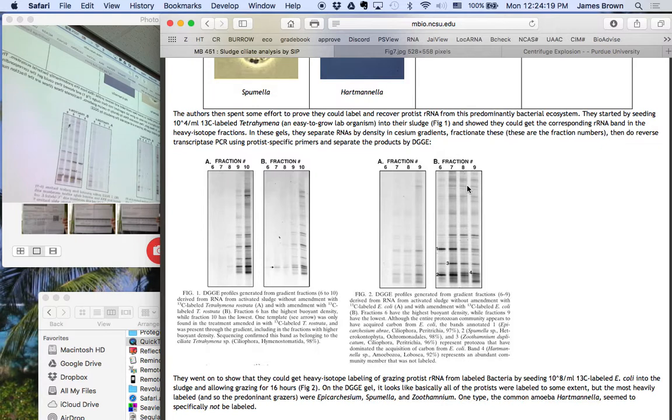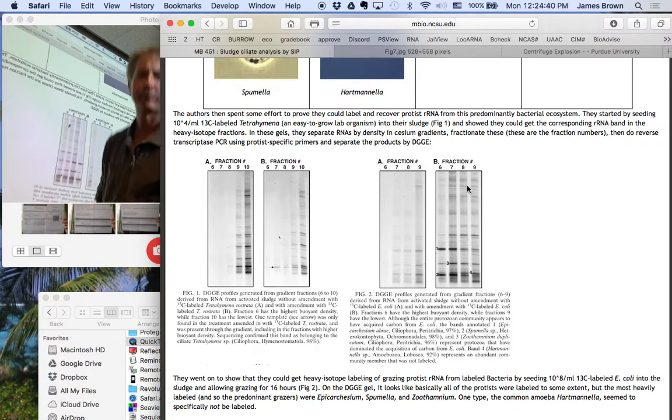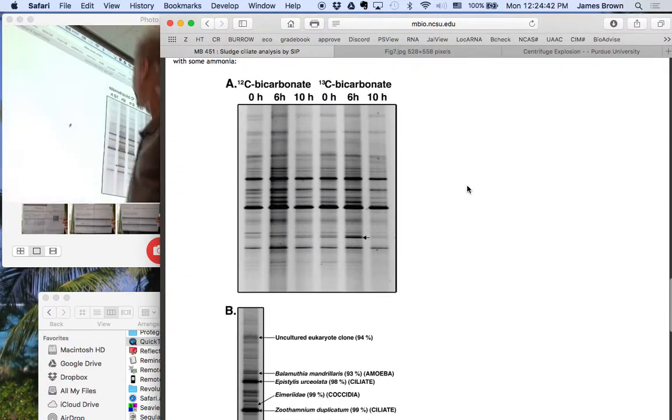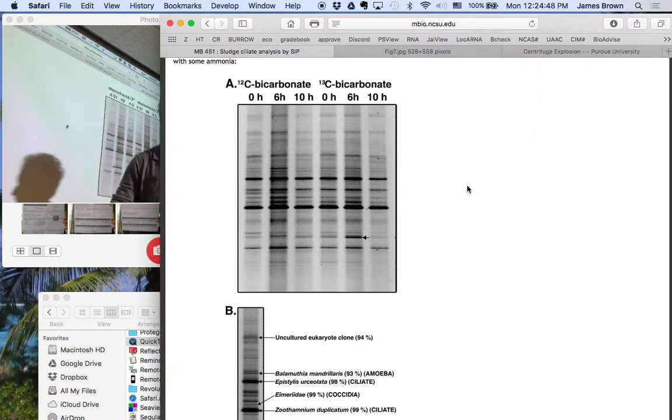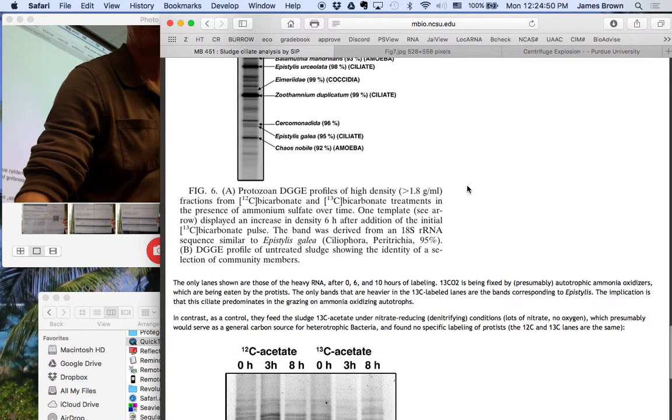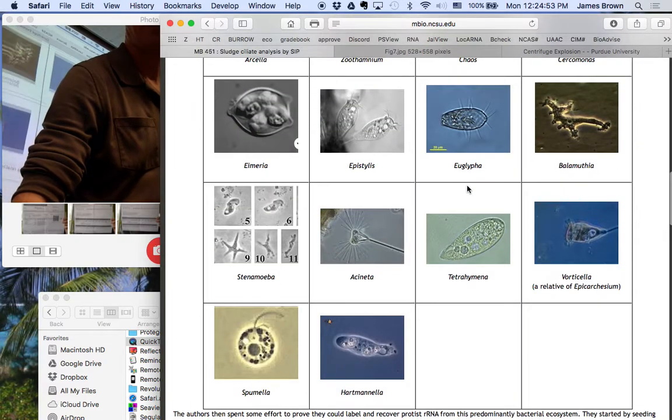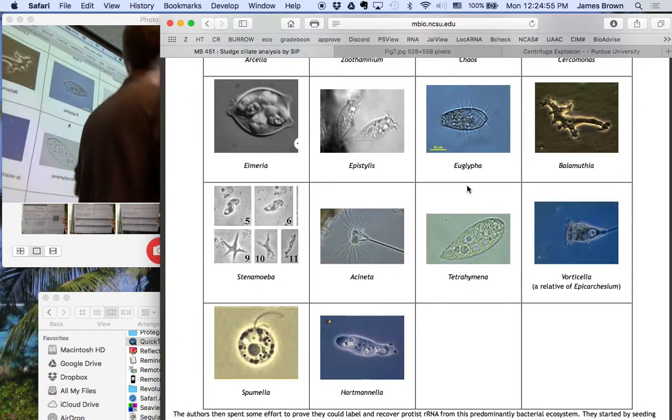Eukaryotes are feeding on those, and so that heavy isotope label goes the next step up the food chain. I'm sure you can imagine that it would be much easier to detect the bacteria. That's an experiment that they've done previously here. They know who the bacteria are who are doing it. But now they're looking at the organisms that eat them, and when they do that, they get a single band, and that organism is Epistylus. And Epistylus is this one.